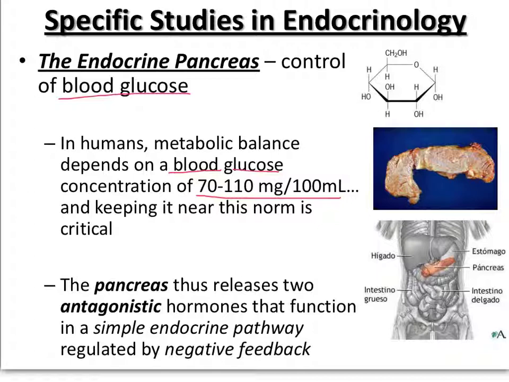Now, we have to keep it near this norm, so part of homeostasis is to have that sugar level at around 70 to 110. And so what the pancreas does is it releases two antagonistic hormones, right? Two hormones that have opposite functions that will both work in a simple endocrine pathway, like we saw at the end of class, so a very straightforward hormone to a target tissue, and it will involve some negative feedback.